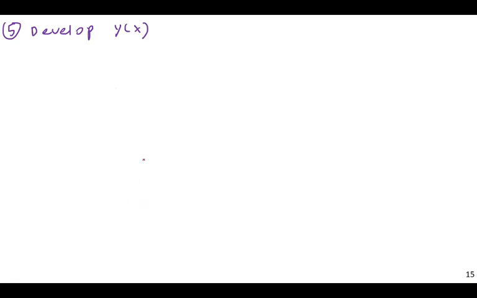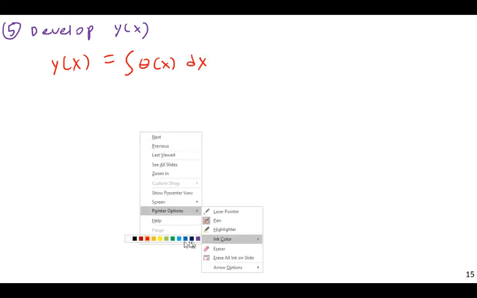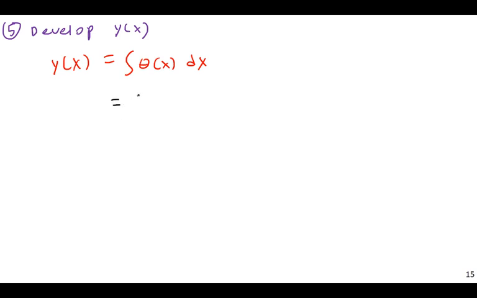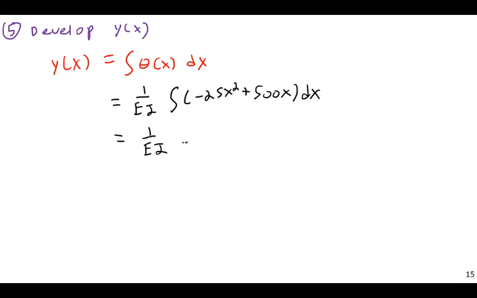And I'm going to use the equation y as a function of x is equal to the integral of theta of x dx, or this is equal to then 1 over EI, just plugging in my theta of x equation I got previously, times the integral of negative 25 x squared plus 500x dx equals 1 over EI times negative 25 x to the third over 3 plus 250 x squared plus C4.